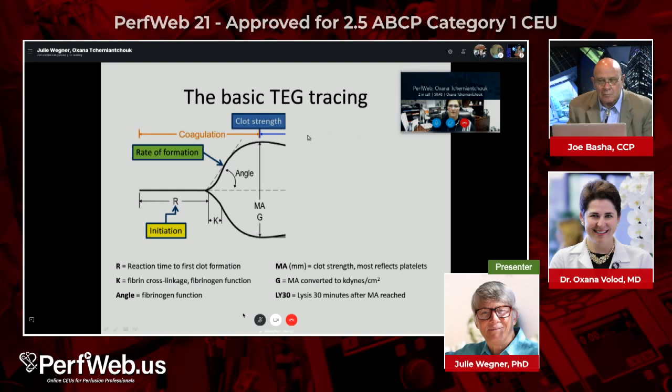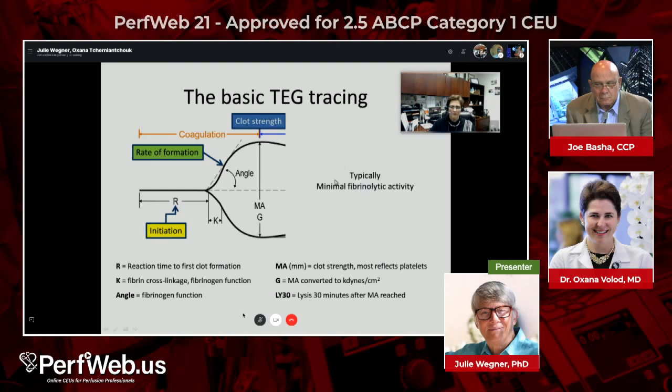Under normal circumstances, this is what you're mainly going to be associated with in the operating room. At least very infrequently in my experience did I see fibrinolysis. Most of the time, we're just going to be associated with R, the angle, and the MA value to interpret what's going on with your patient. And like I said, typically minimal fibrinolytic activity, mainly because most patients are treated with an antifibrinolytic agent also.